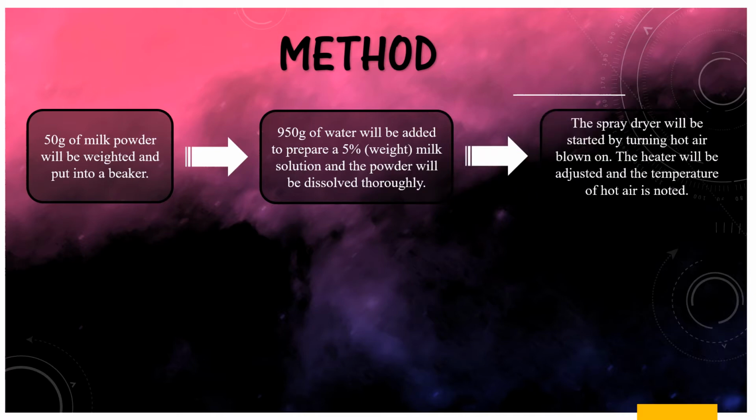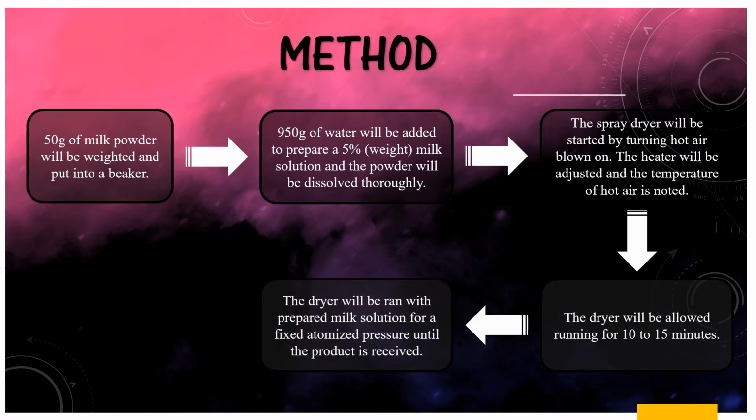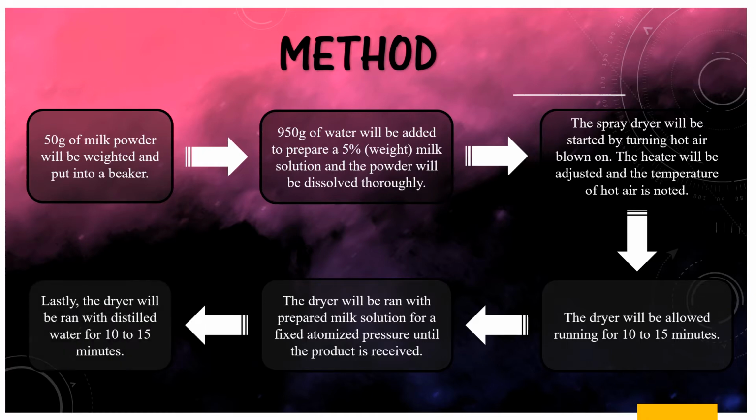After that, the spray dryer will be started by turning hot air blown on. The heater will be adjusted and the temperature of hot air will be noted. Then the dryer will be allowed to run for 10 to 15 minutes. The dryer will be run with prepared milk solution for a fixed atomized pressure until the product is received. Finally, the dryer will be run with distilled water for 10 to 15 minutes.